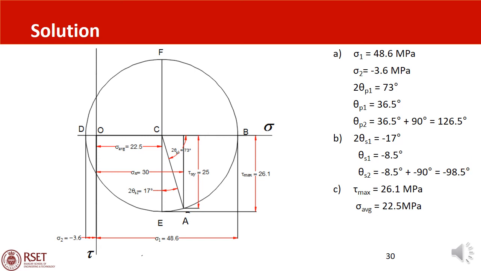And in the C part, you are asked to find out the value of the maximum shear stress as well as the normal stress acting on the plane carrying the maximum shear stress. So here the magnitude of tau max will be equal to CE equal to CF, and using the scale we get tau max equal to 26.1 megapascal, and sigma average we have already calculated, it is equal to 22.5 megapascal, and that completes the solution to the problem.